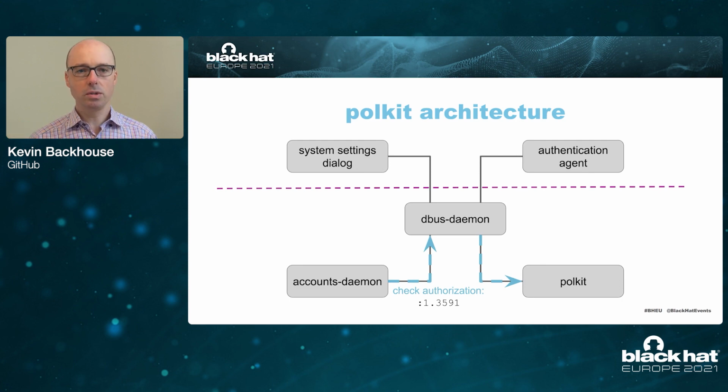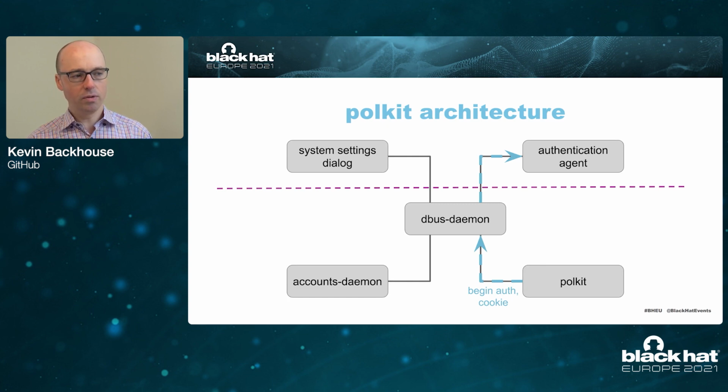Now, sometimes Polkit is able to approve or deny the request instantly. For example, if the request came from a process that's running as root, then it will immediately send back an access granted message. But most of the time, it's going to need to pop that dialog box, and it does that by sending a message to the authentication agent. And it attaches a cookie to that message, which the authentication agent is going to send back later.